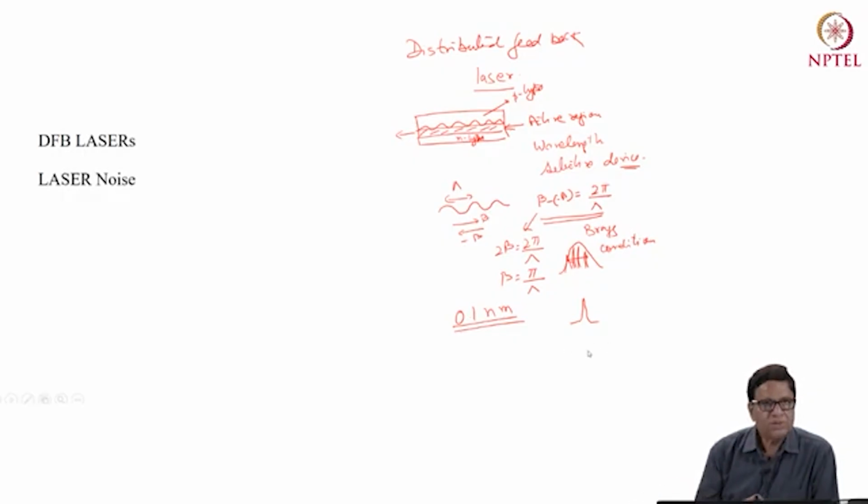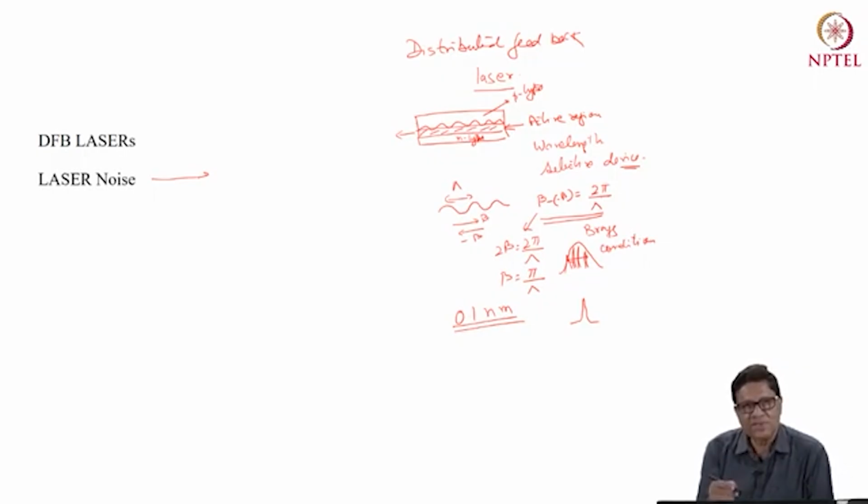The laser also has some sort of noise. Those photons which are generated either through stimulated or through some spontaneous process, sometimes their phase is different. So it results in some sort of noise, both in frequency and phase. So this is referred to as laser noise.